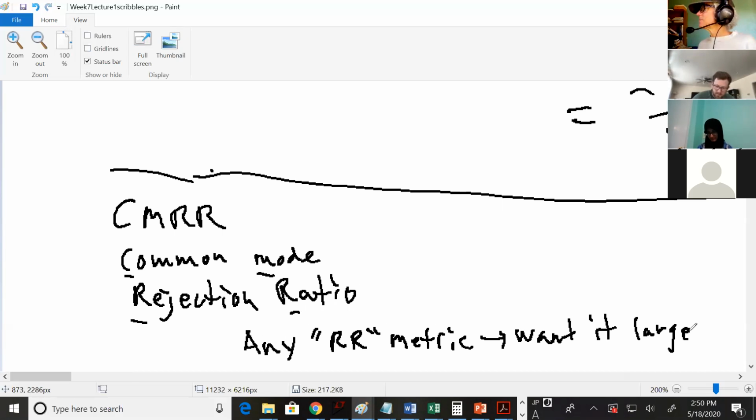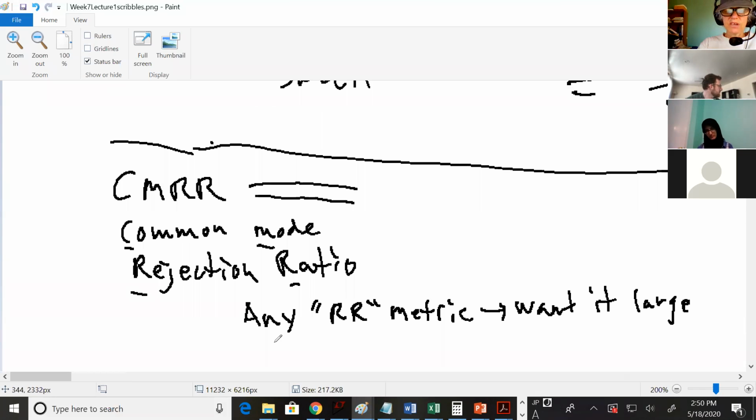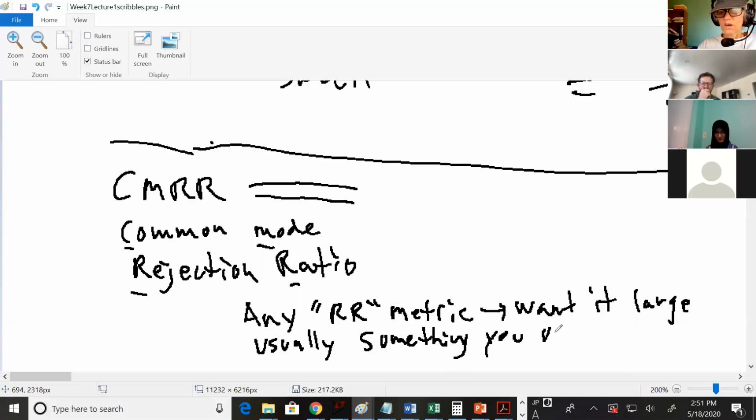So far we had ADM that we wanted big. We had ACM that we wanted small. The rejection ratios we want big. So we want this one small. And also these rejection ratios are usually something you want big over something you want small.